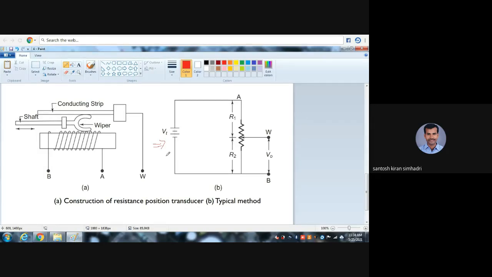Now, up to now what we have discussed, please give me a brief introduction, anyone? There are several types of transducers available. There are two types of resistive transducers: one is the resistance pressure transducer, the other is the resistance position transducer. These are very important.